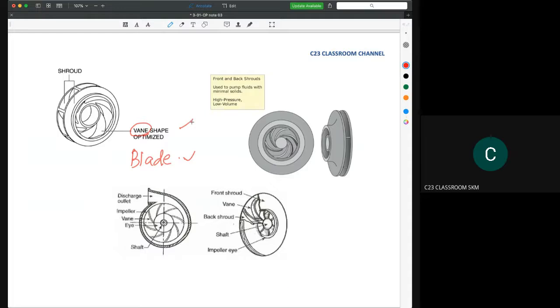Here, I hope you could imagine the structure of the centrifugal pump. What is most easily confused is the shroud, the vane, the impeller, and also the blade. There is actually a complete structure of vane and impeller.